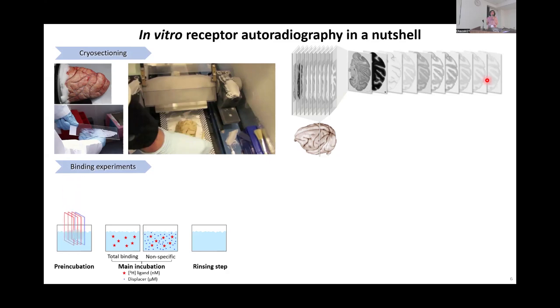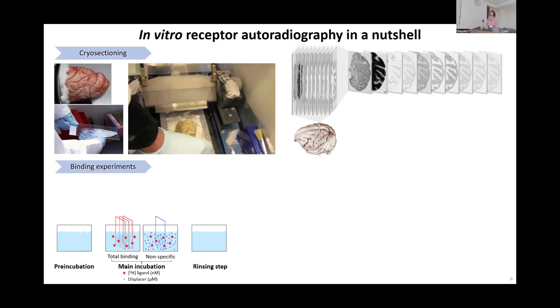But we have a pre-incubation step, which is meant to rehydrate the sections and remove any endogenous substance that we have. Then we have the main incubation, which consists of two parallel incubations. On the left, the one labeled total binding, we only have the radio-labeled ligand, which specifically binds to the one receptor that we are dedicating this section to. And this is the total binding.